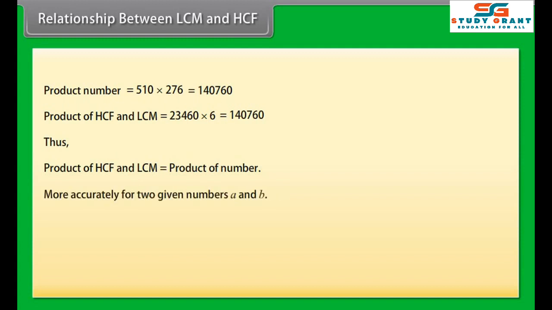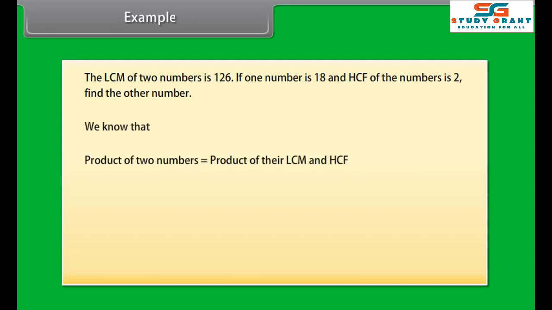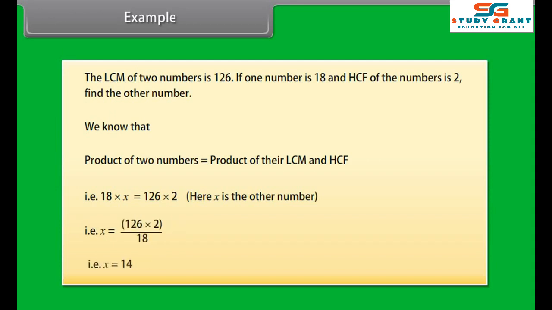More accurately, for two given numbers a and b, HCF(a, b) into LCM(a, b) is equal to a into b. Example: the LCM of two numbers is 126. If one number is 18 and the HCF of the numbers is 2, find the other number. We know that the product of two numbers is equal to the product of their LCM and HCF. That is, 18 into x is equal to 126 into 2. Here, x is the other number. That is, x is equal to 126 into 2 upon 18. That is, x is equal to 14.